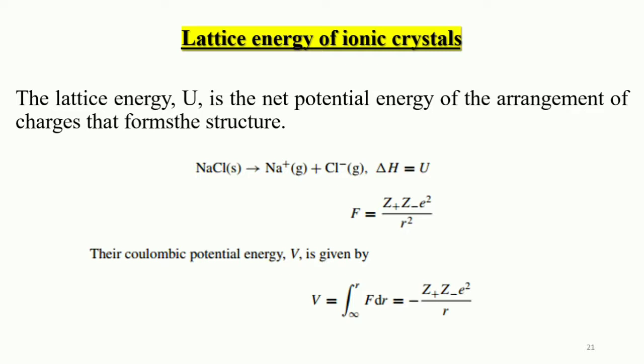The two principal kinds of forces determine the ionic crystal structures. Number one is the electrostatic force of attraction and repulsion. Two ions Mz positive and Mz negative separated by a distance R experience an attractive force F given by Coulomb's law. F is equal to Z positive Z negative E square over R square. Their Coulombic potential energy V is given by this equation.